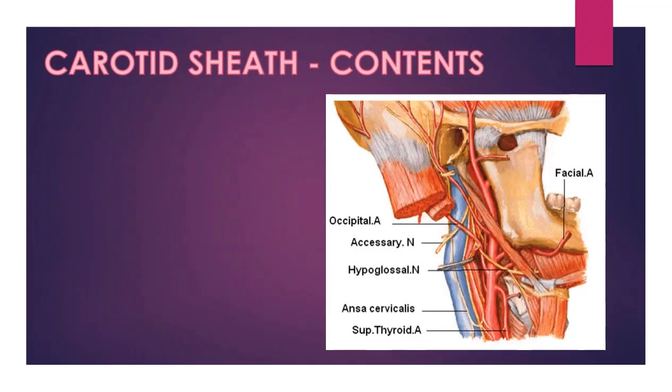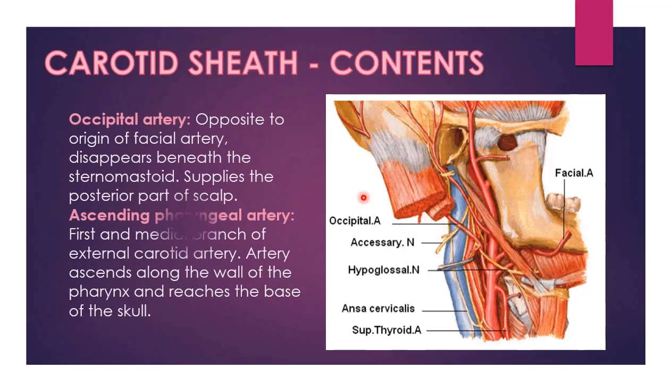The next branch which you come across is the occipital artery. The occipital artery passes the lower border of the posterior belly of digastric, passes behind, then deep to the sternomastoid, related to the mastoid notch or groove, deep to the mastoid process, and then enters the scalp. So it is mainly responsible for supplying blood to the posterior part of the scalp. It also supplies some muscular branches to the sternocleidomastoid.